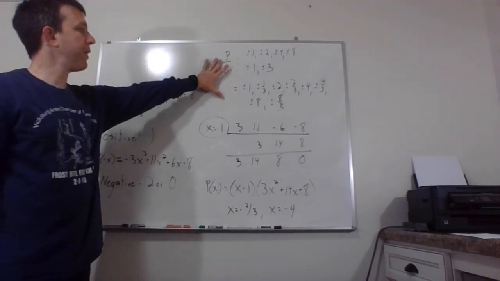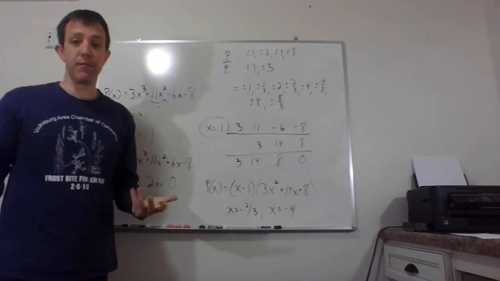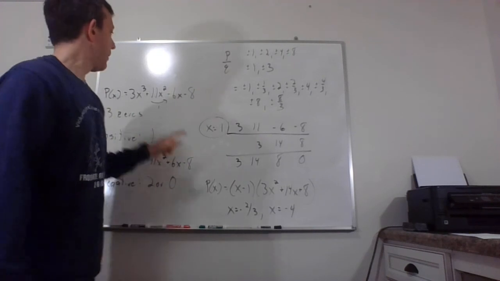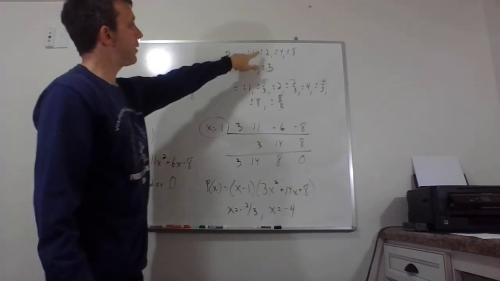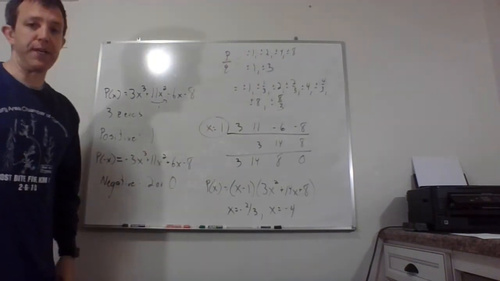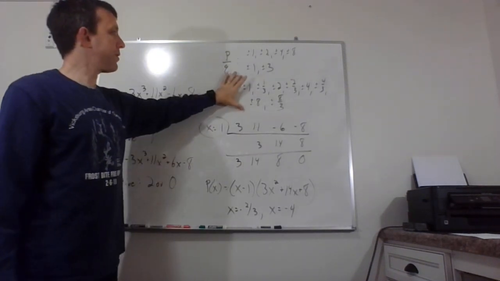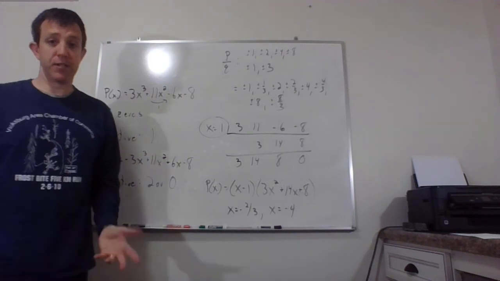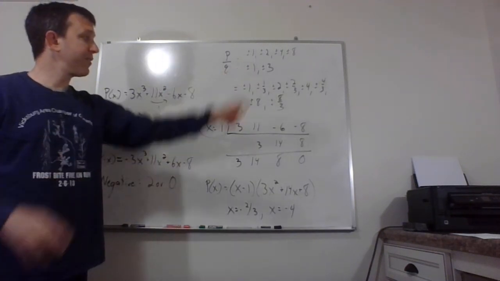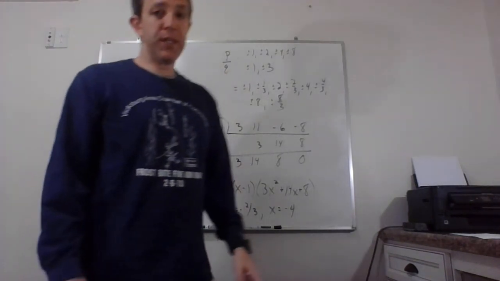So then I'm going to build my potential fractions using the rational zeros theorem. The divisors of 8 are 1, 2, 4, and 8 with their plus or minuses. The divisors of 3 are just 1 and 3. And so you can see my massive list of potential zeros.